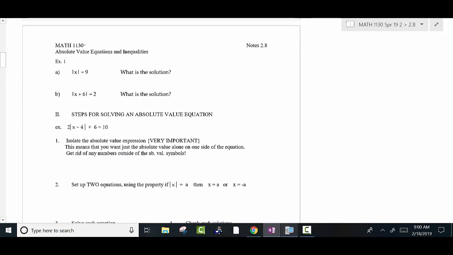So the first thing we're going to look at is absolute value equations. Okay, what's the answer to the first one just in your head? How many answers are there? Let me ask that question. Is there one or two? There's two. What are those two answers? 9 and -9, right? Okay, all right, so I was making sure.